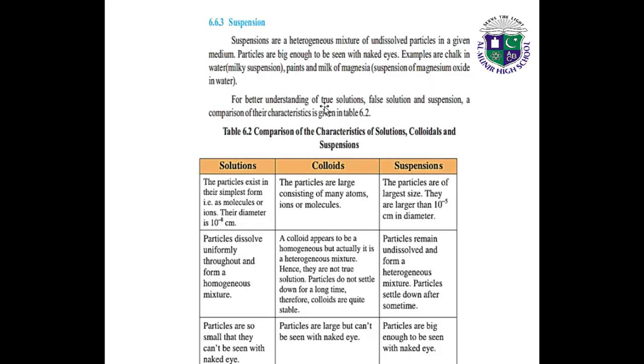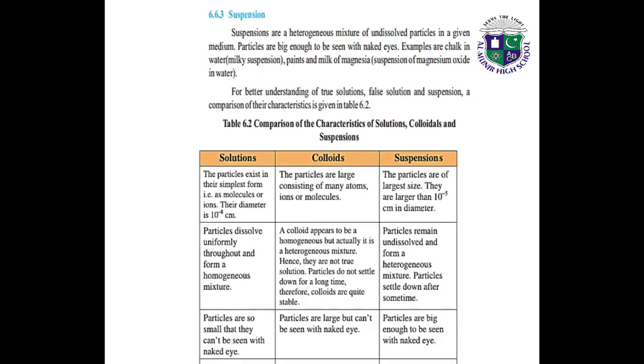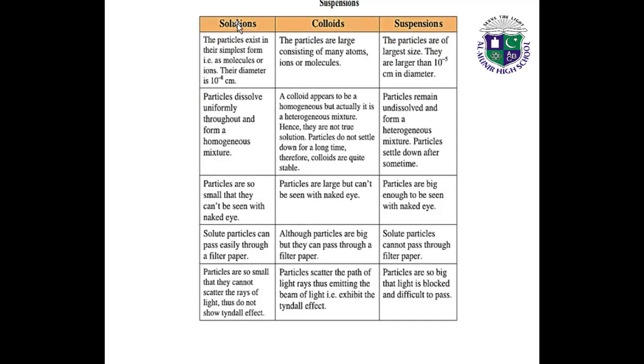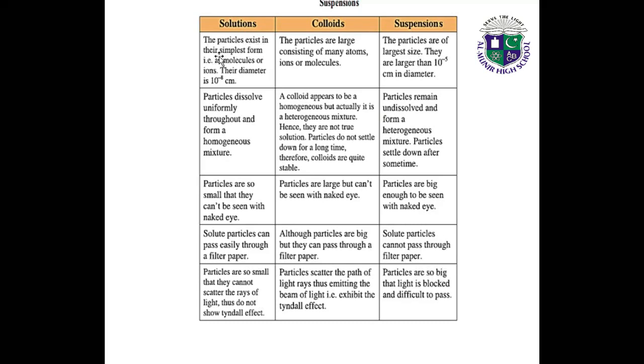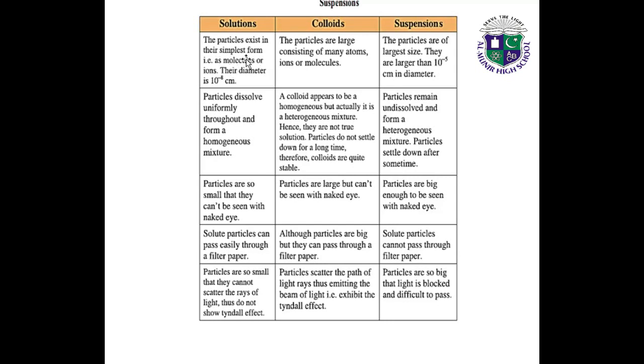For better understanding of true solutions, colloids and suspensions, a comparison of their characteristics is given in this table. So here we have this table which shows the comparisons between solutions, colloids and suspensions. The particles exist in their simplest form. The particles are large. The particles are of largest size. Particles dissolve uniformly throughout and form a homogeneous mixture. A colloid appears to be homogeneous, but actually it is a heterogeneous mixture. Particles remain undissolved and form a heterogeneous mixture.